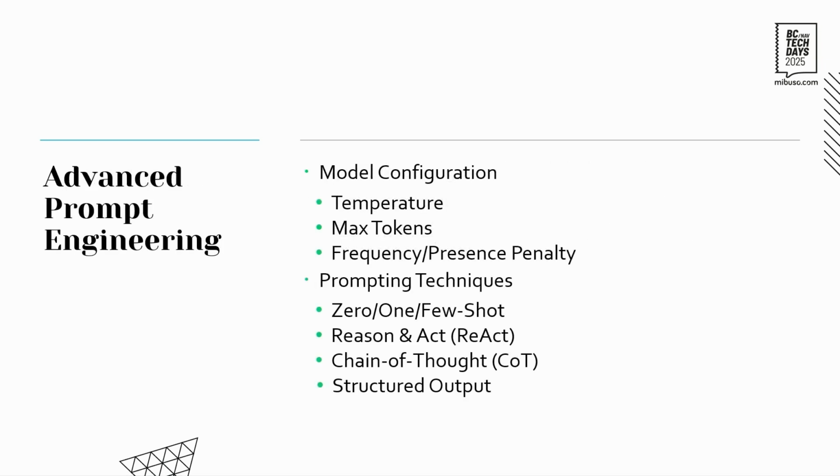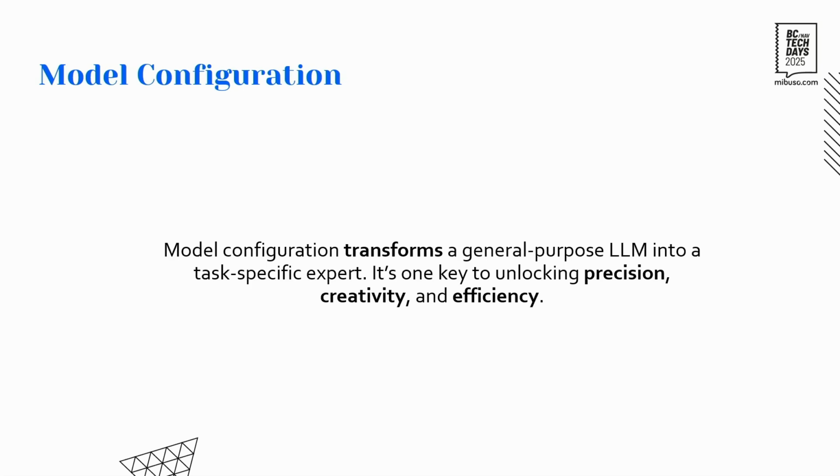So these are the topics that I'll cover, but let's ignore what's on this slide and just go straight into it. So with model configuration, the model configuration really transforms a general purpose LLM. I mean, there are many LLMs out there, right? You have the ones from OpenAI, you have the ones from Google, and so on and so forth. They're all general purpose. But then you can transform them using your prompts to unlock the precision and creativity and the efficiency that you need for your Copilot capability.